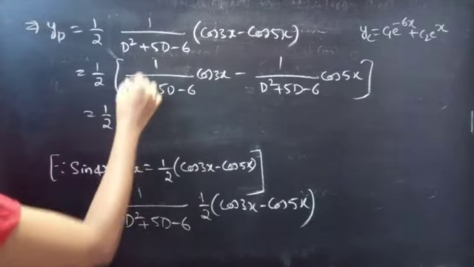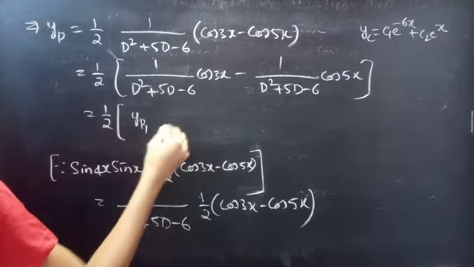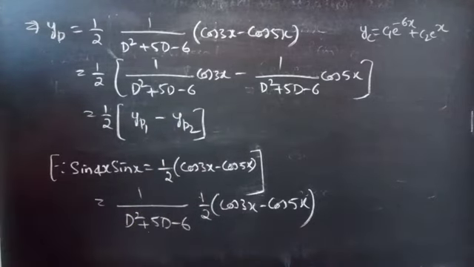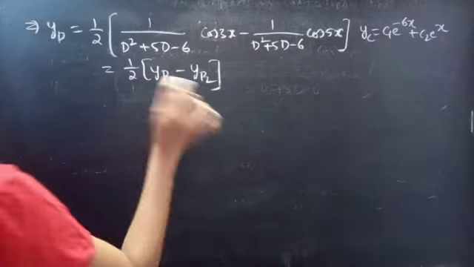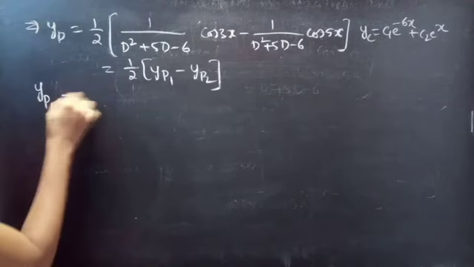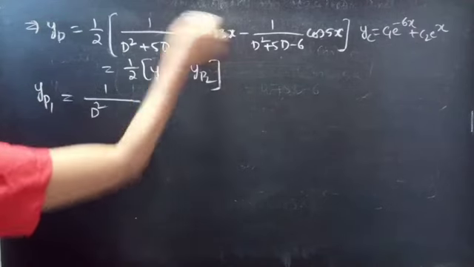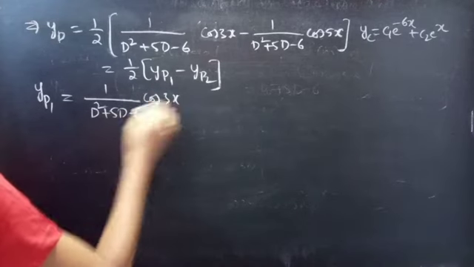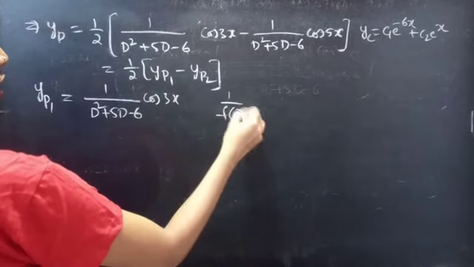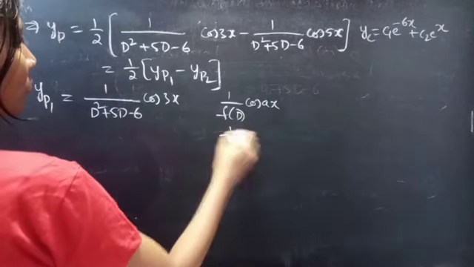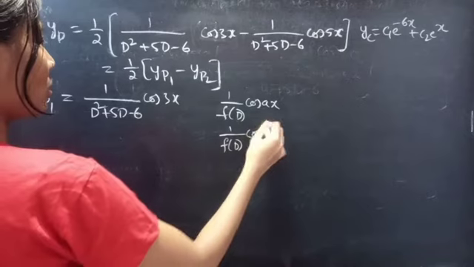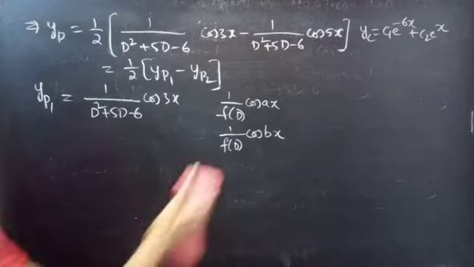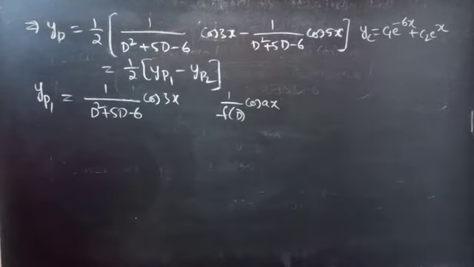You can name the first term as yp1 and the second term as yp2 for our convenience, okay? Now let's find yp1 and yp2 separately. Firstly, yp1, which is equals to 1 by f of D into cos 3x. This is in the form 1 by f of D into cos ax, or cos bx, for a equals 3. Okay, let's consider it as cos ax.